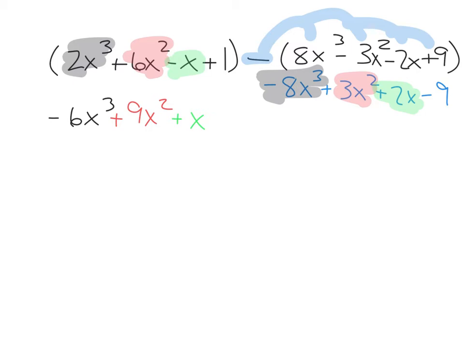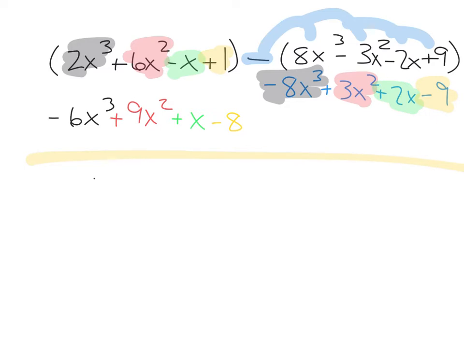And then the next thing we have here is we're going to go ahead and do 1 minus 9. Okay, so 1 minus 9, and that's going to give me a negative 8. And so that's our answer. Now, we can go ahead and do the horizontal method.